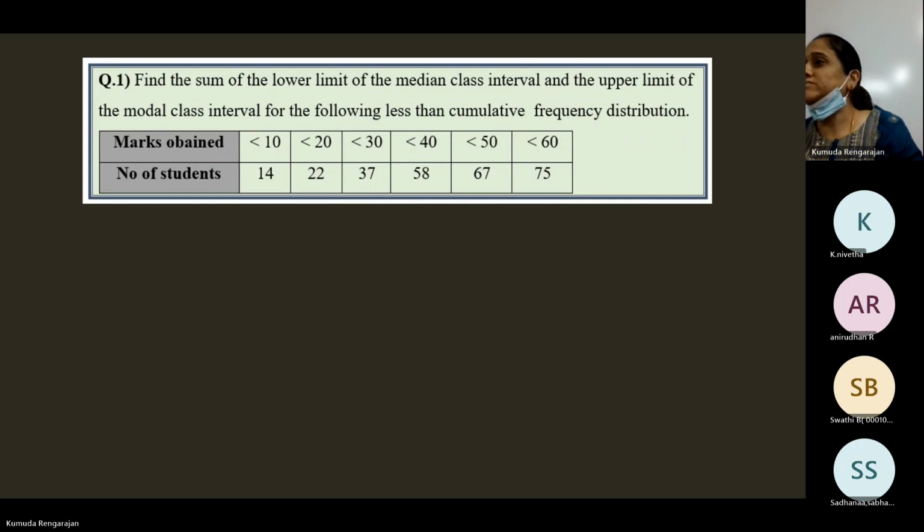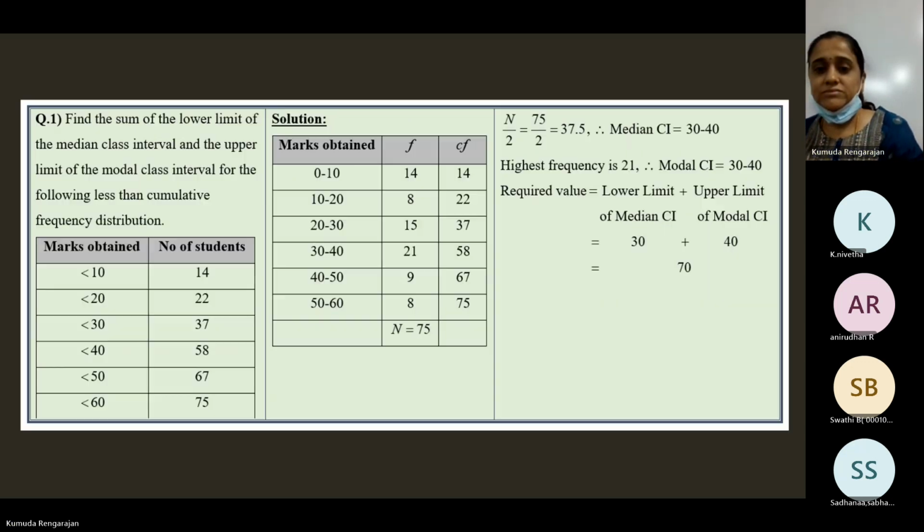So the answer is 70. Please check. You got it? Okay. Please check. 2-mark question.